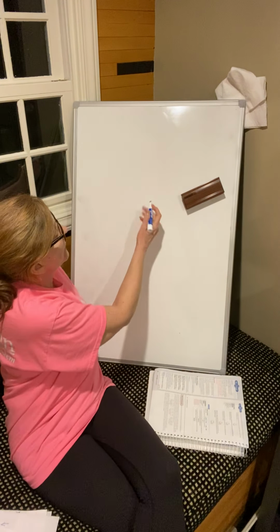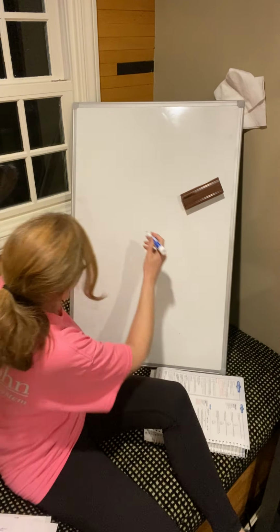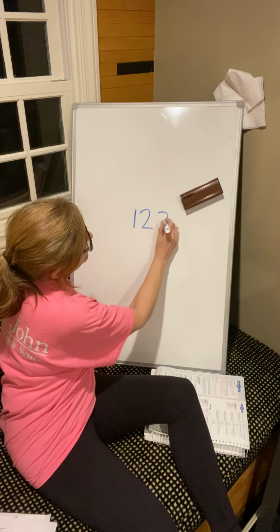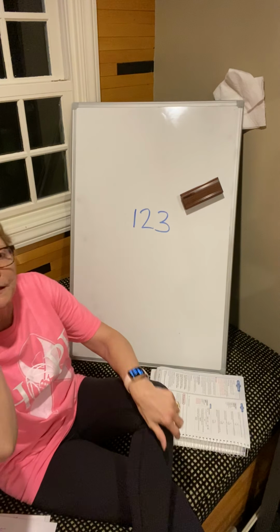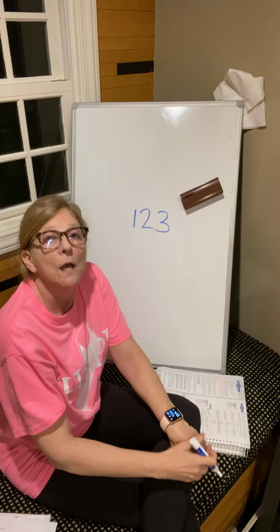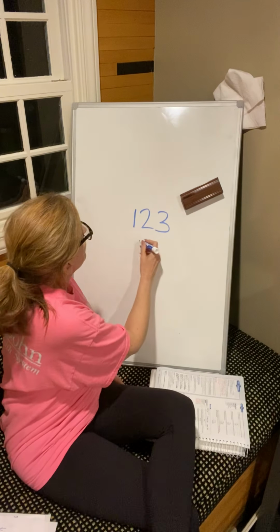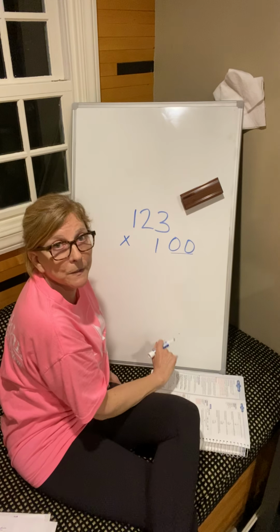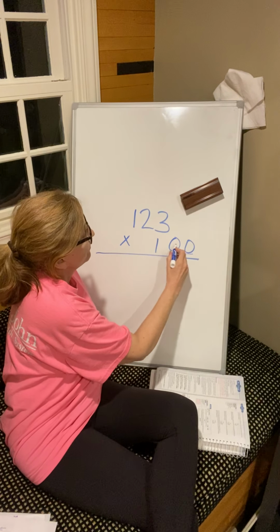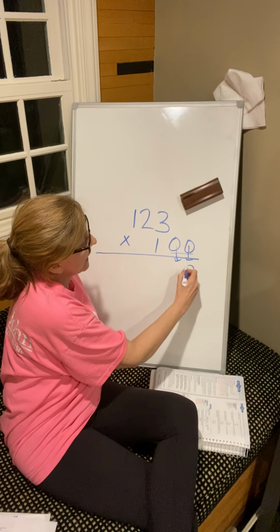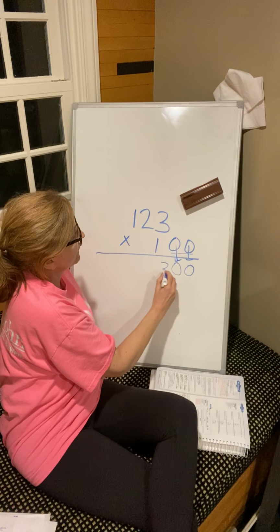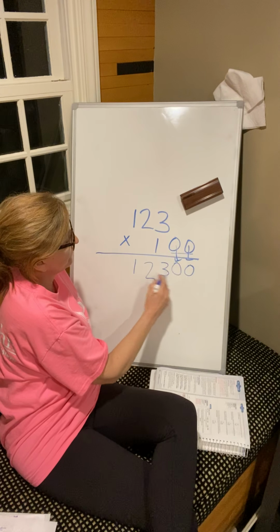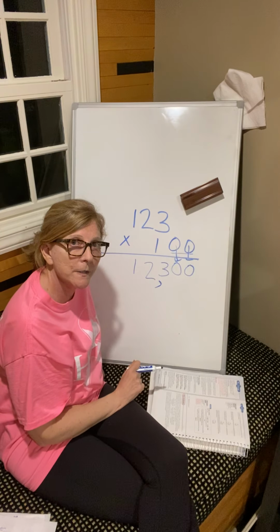So if we have the number 123, and we want to multiply that by 100. I've taught you the hanging outy method. You can multiply that and just hanging outy those zeros. Bring those straight down, and you get 3, 2, 1. Right? You're used to that.